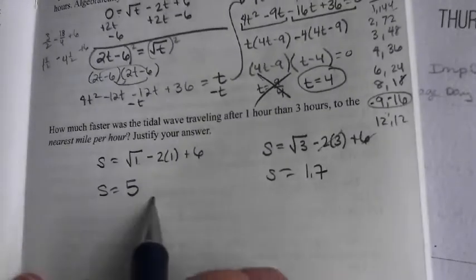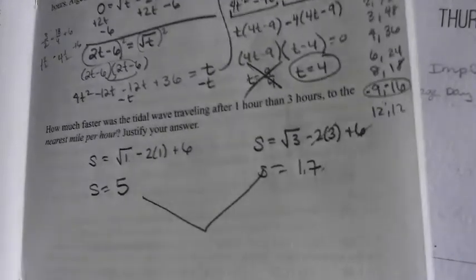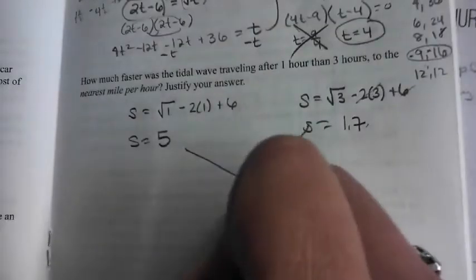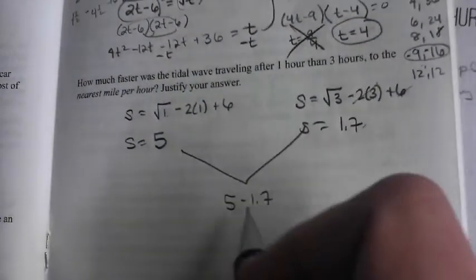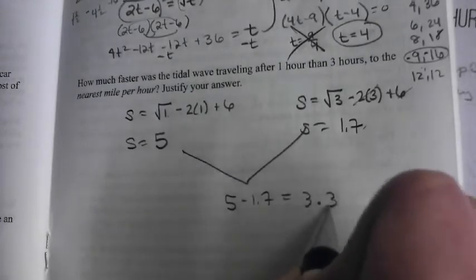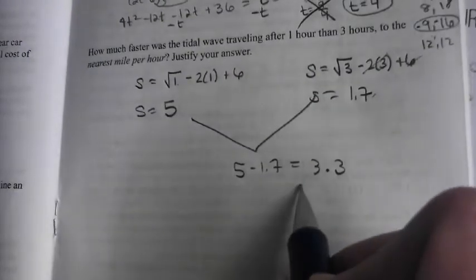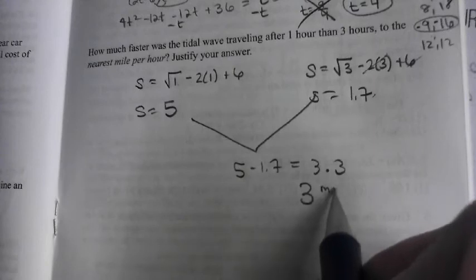So how much faster is it traveling 1 hour in versus 3 hours in? Just take the difference. And you get 3.3. What's the nearest mile per hour? 3.